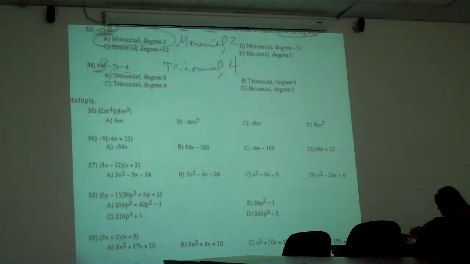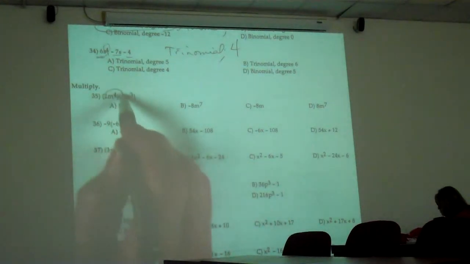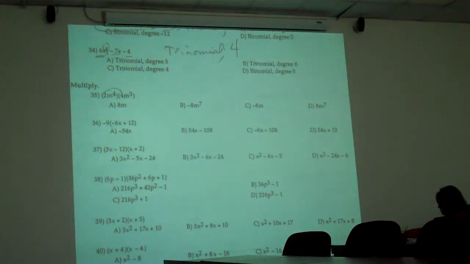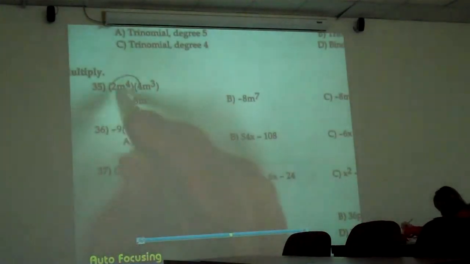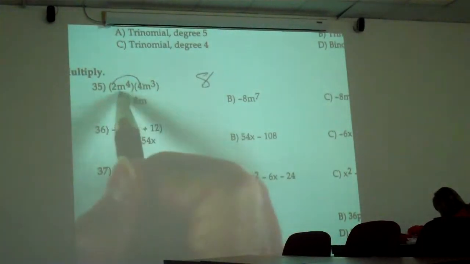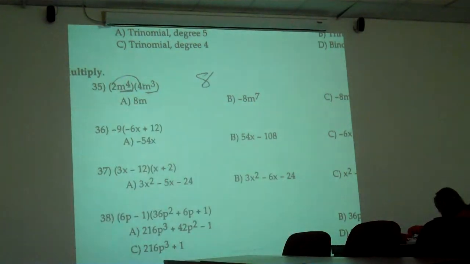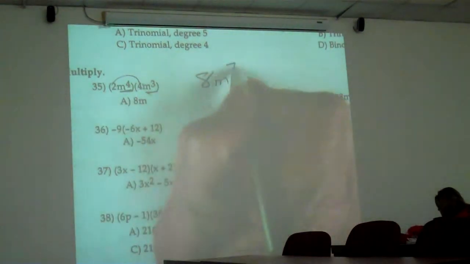Okay, multiply. You're going to do the 2 times the 4. 2 times 4 is 8. m^4 times m^3, m^7.